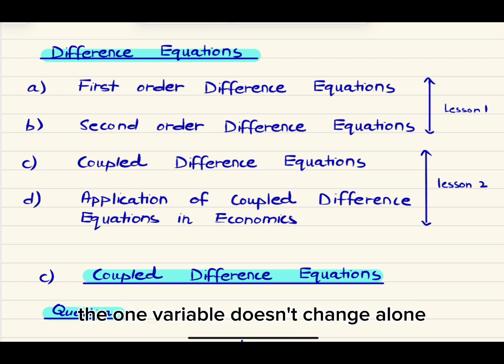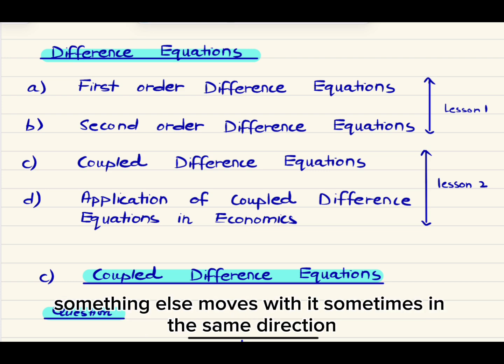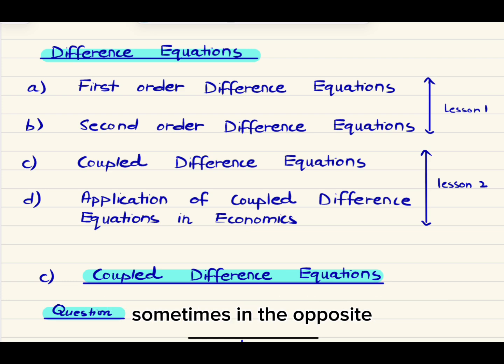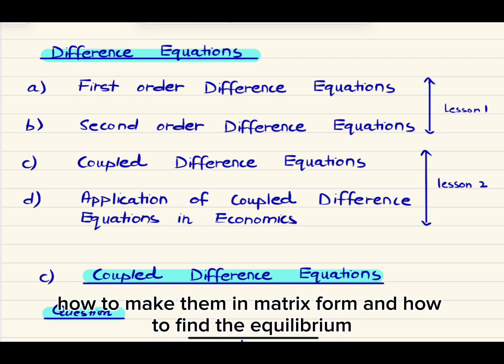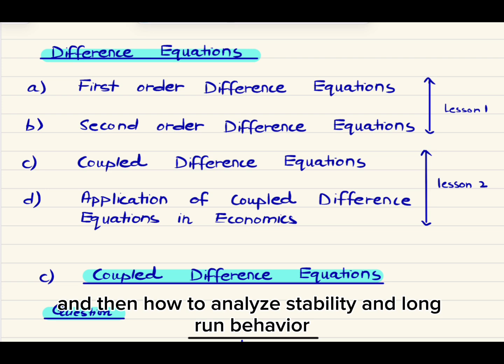One variable doesn't change alone. When one thing moves, something else moves with it. Sometimes in the same direction, sometimes in the opposite. So today we're going to look at what coupled systems are, how to make them in matrix form, and how to find the equilibrium, and then how to analyze stability and long run behavior.